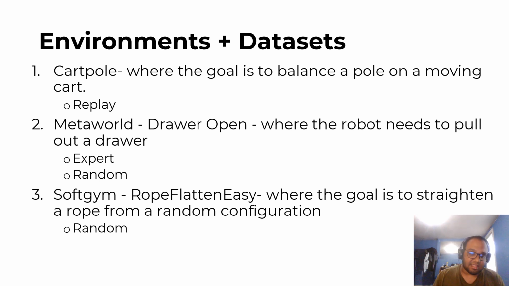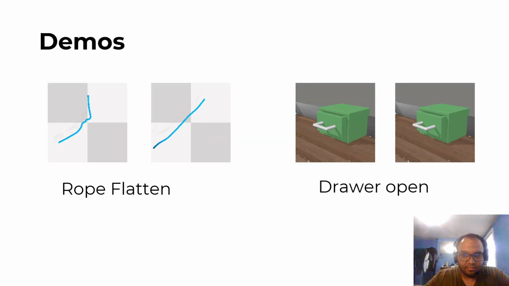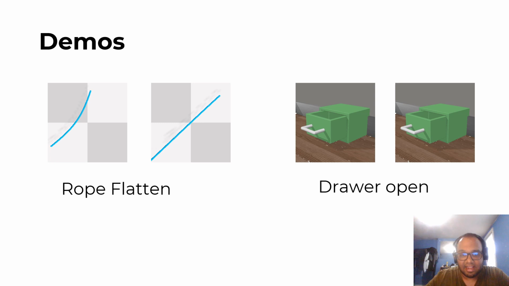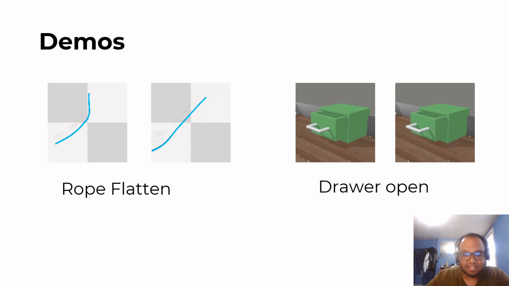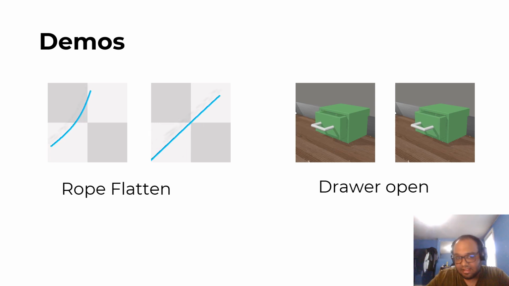And then the last environment that we consider is a deformable task. It's a deformable environment, which is rope flatten, where the goal is to straighten a rope from a random configuration. Here are some demos of our algorithm performing. So as you can see, the rope is initially in a very tangled configuration, and our algorithm does pretty well. Same for opening the drawer.